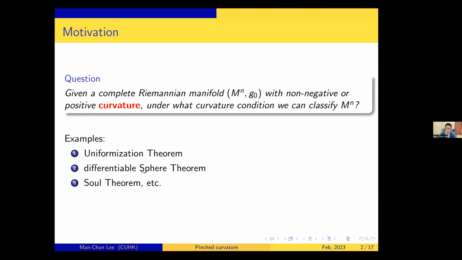For the differentiable sphere theorem, I will get back to this later, but we know that if the curvature is very positive, then the manifold is diffeomorphic to the sphere. And the Soul theorem says that if a complete non-compact manifold has positive sectional curvature, then the manifold is diffeomorphic to Euclidean space. Today I will mainly focus on this type of question. The suggestion of all these examples is that the curvature should be relatively strong, otherwise you can't really classify anything.